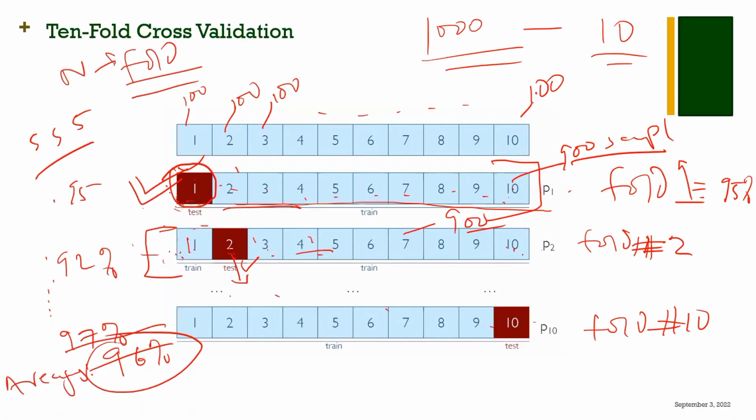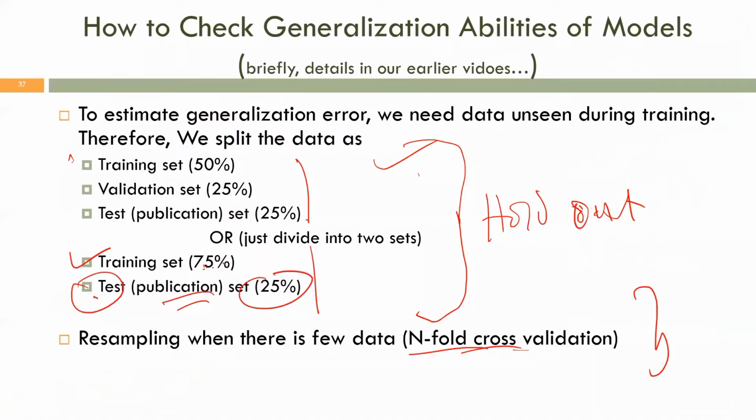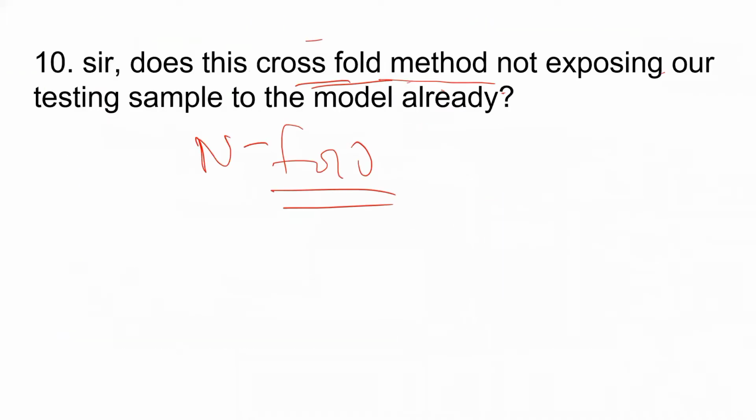Especially if the earlier researchers used tenfold, then you need to use tenfold. When you are going to finally deploy your model for your clients, the holdout method is the best one to use, because we want to see a sizable number of data sets being used, and then you can deploy the model so that new samples in real time can be predicted, estimated or classified. Now, that is on the question of whether cross-validation exposes our testing sample to the model already.